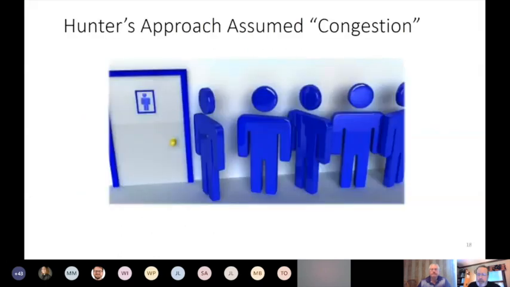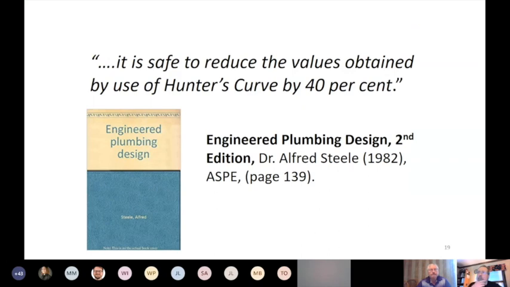For instance, one condition that Hunter assumed in his development was what are called congested conditions. Congested conditions assume that we have a queue of people lined up to use a fixture. This is the kind of thing that you might see, for example, at halftime at the basketball game, or intermission at the symphony. But when we apply it to situations where congestion doesn't exist, we get over-design.